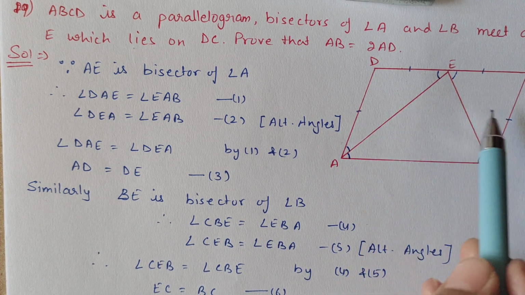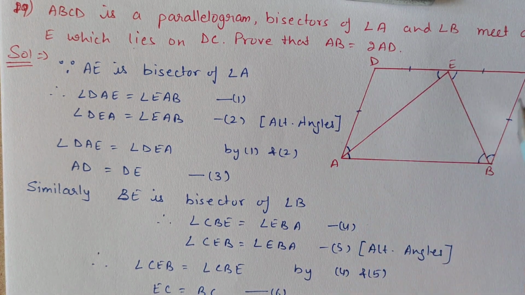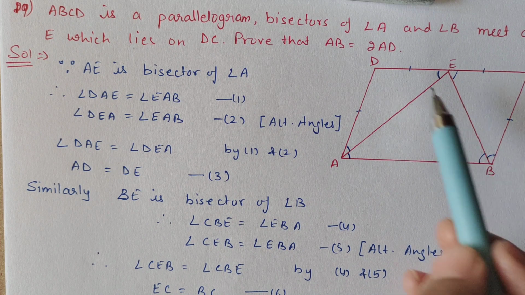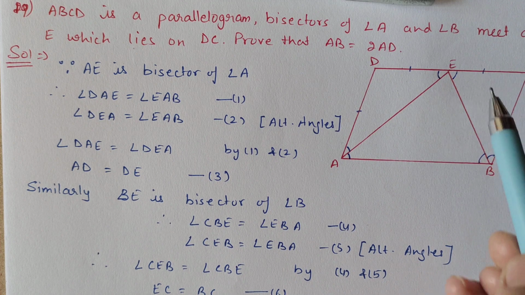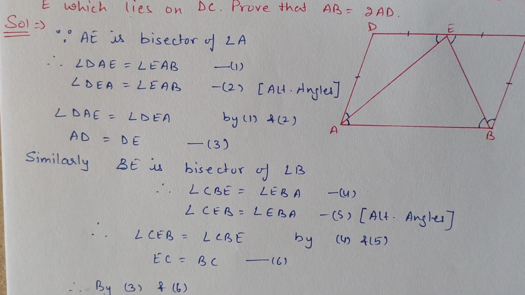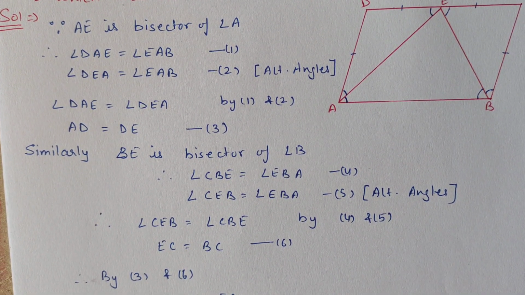As we know, opposite sides are equal. AD and BC are equal. So we can say DE and EC also are equal to each other. So DC and EC are equal to each other.